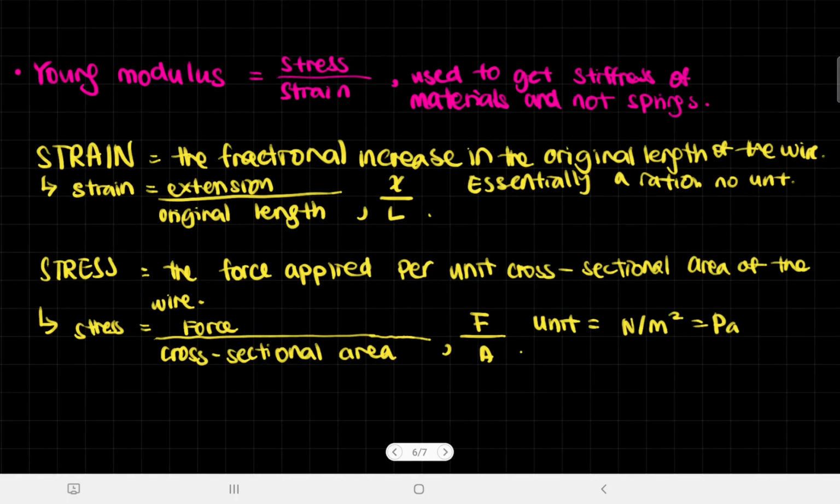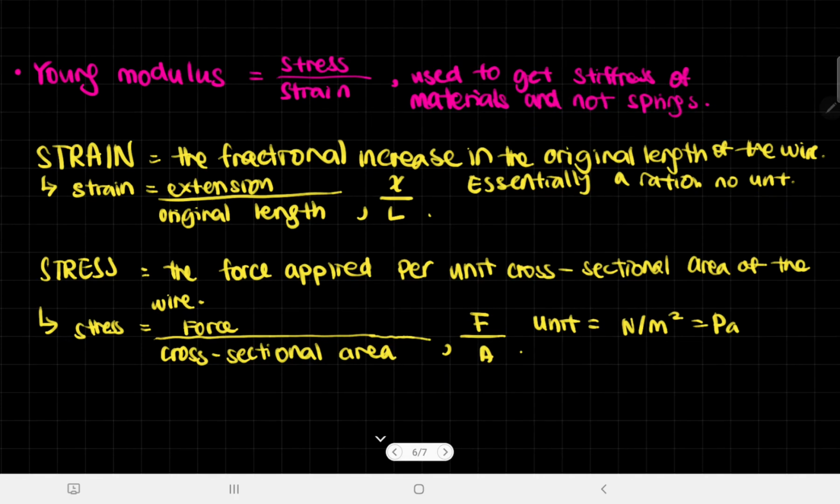Hello, so this is about Young's modulus, and it's a part of the AS Physics syllabus in topic 7. The Young modulus is basically just stress divided by strain, and it's an index used to get the stiffness of materials and not springs.